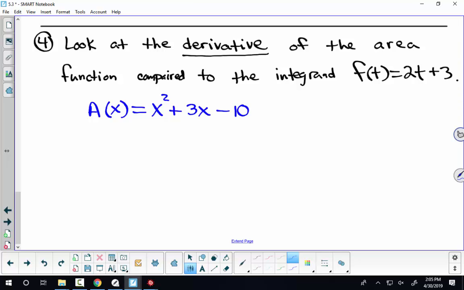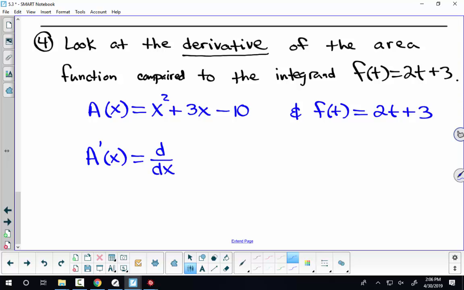So we had the area function as x squared plus 3x minus 10 from the previous example. And our integrand, f of t, was 2t plus 3. Okay, so we want to look at the derivative of the area function. In other words, what is A prime of x, or the derivative with respect to x of the area function, equal to?